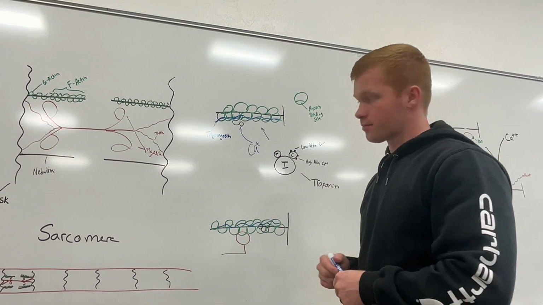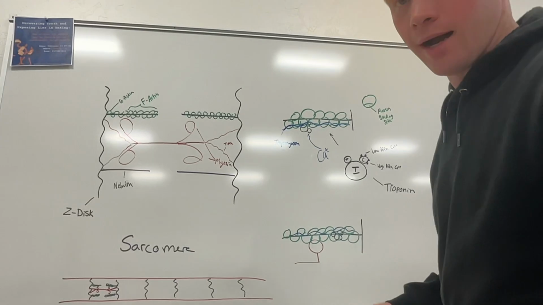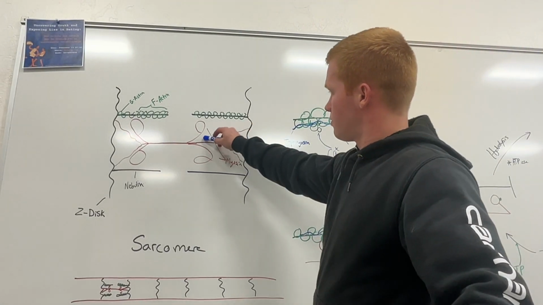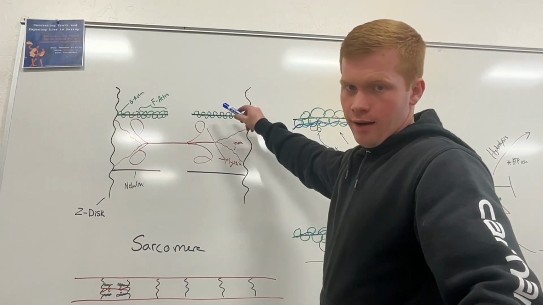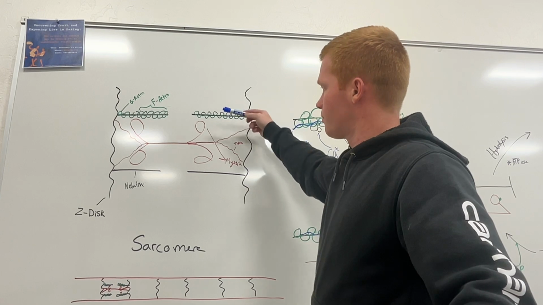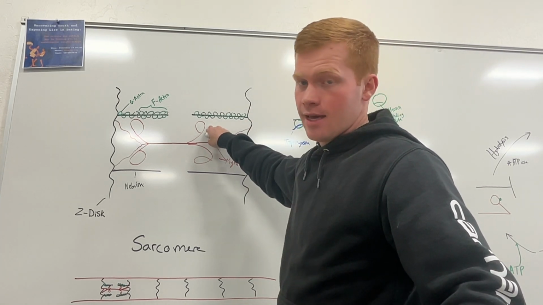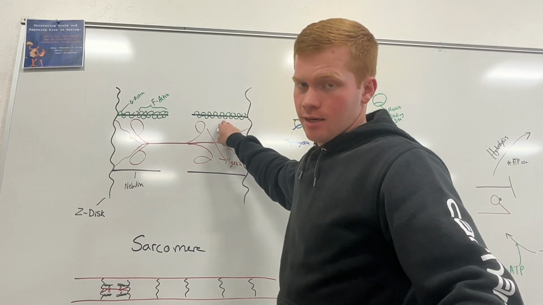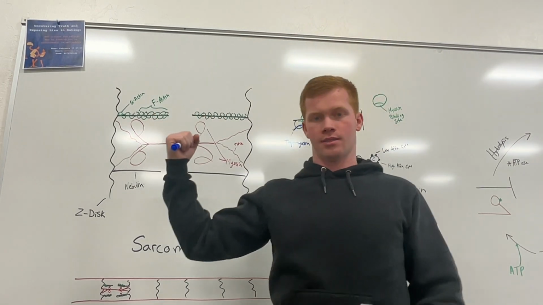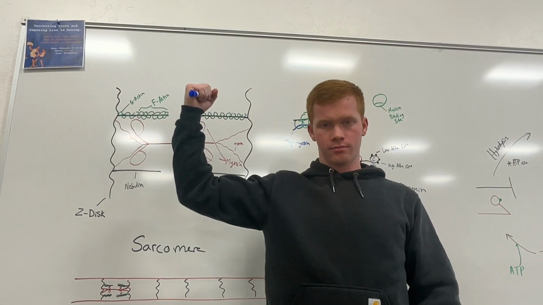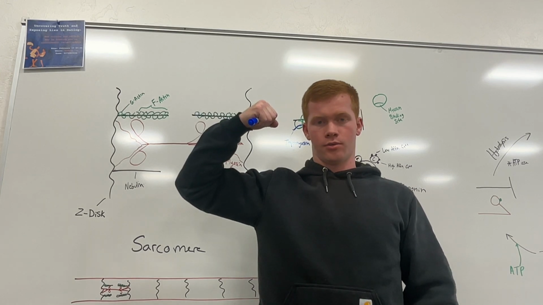And going back to here, the tropomyosin, the blue line, is going to move over and be available to the myosin head, and the myosin head's going to bind. And essentially what's going to happen, it's going to bind, and it's going to go into its uncocked position.